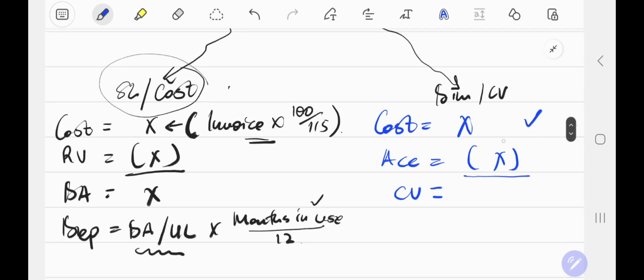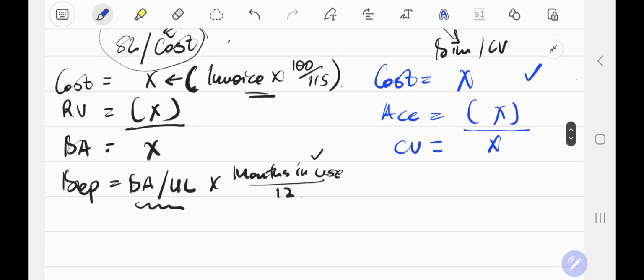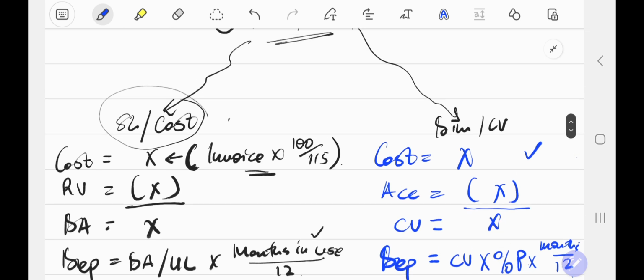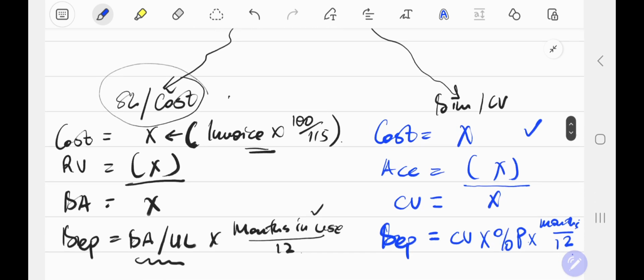So you'll say cost minus accumulated depreciation, you'll get the carrying value, and then to get depreciation, you'll say carrying value multiplied by the depreciation percentage that is given, times months in use over 12. So that is the difference between the two methods. With the straight line method, you calculate depreciation based on the depreciable amount. With the carrying value method, you calculate depreciation based on the carrying value.